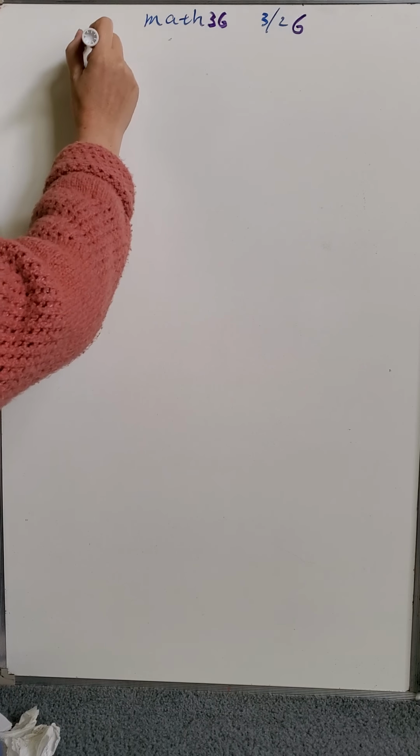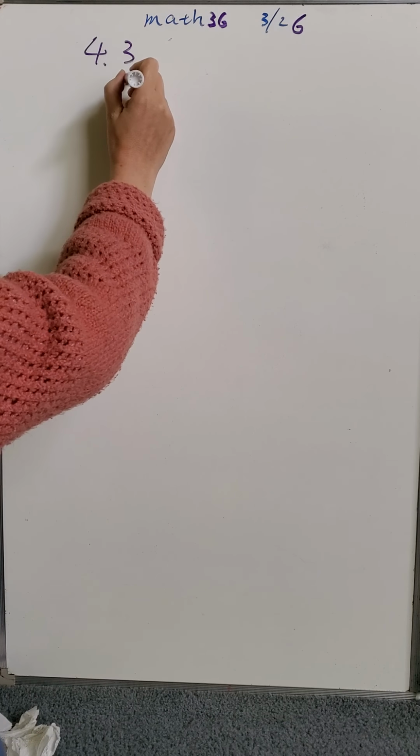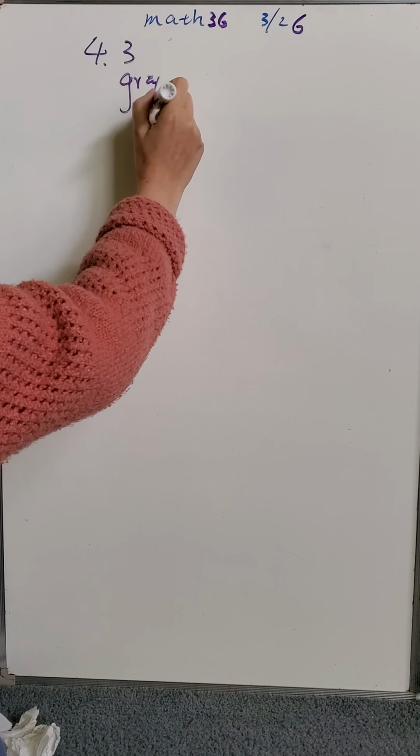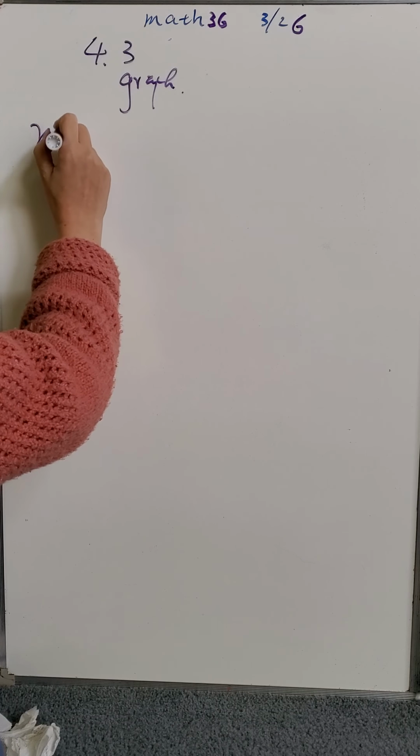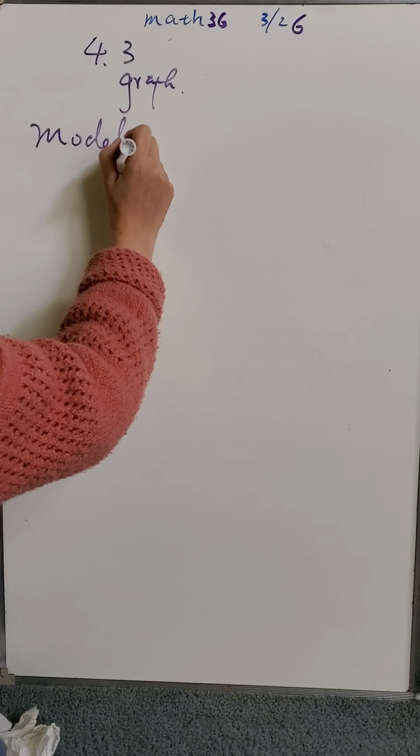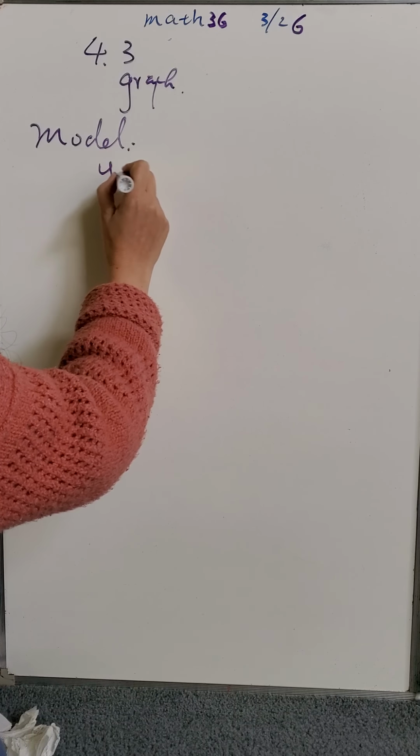So this is session 4.3, and we're going to continue to do the graph. But we're going to do a little bit more than what we did before. Before, we only graphed what we needed to find the amplitude and the period. Now we're going to do a couple other things. So here's the model first. Our graph is going to look like this.